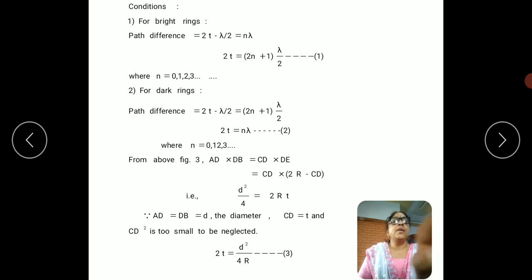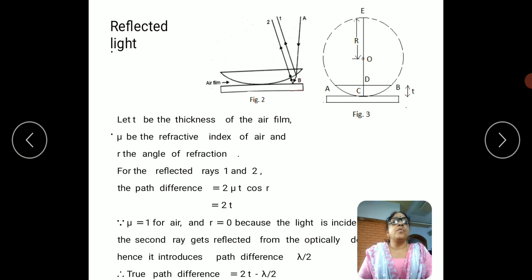Now from figure 3, the product of AD into DB is equal to CD into DE, where AD is the radius of one particular ring, and DB is the radius of the same ring on the other side.